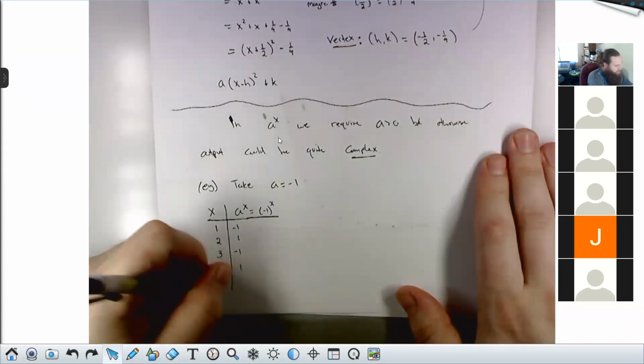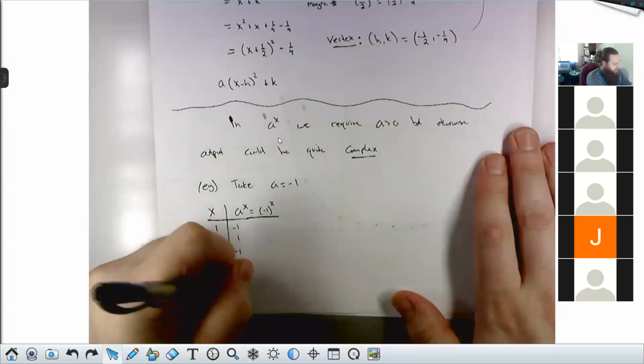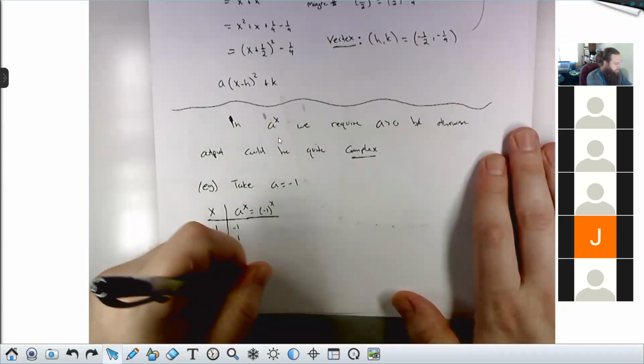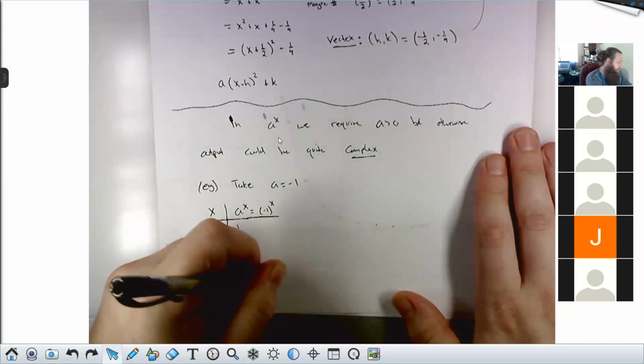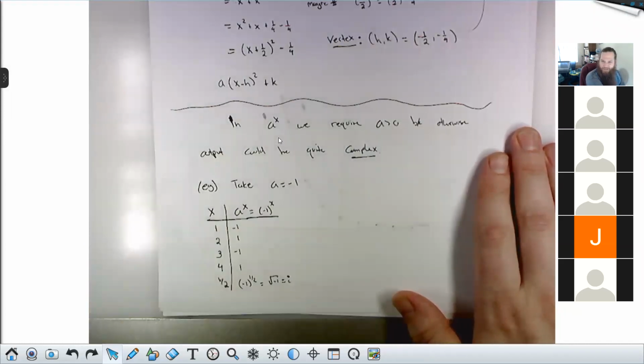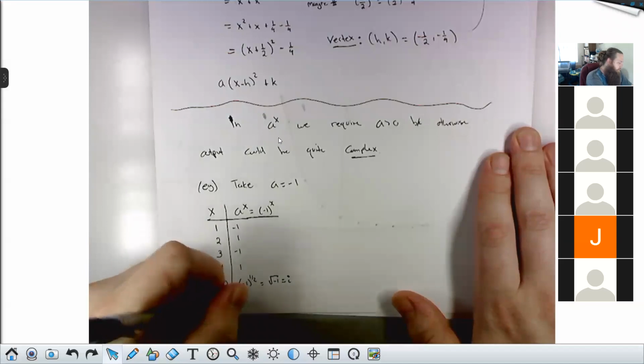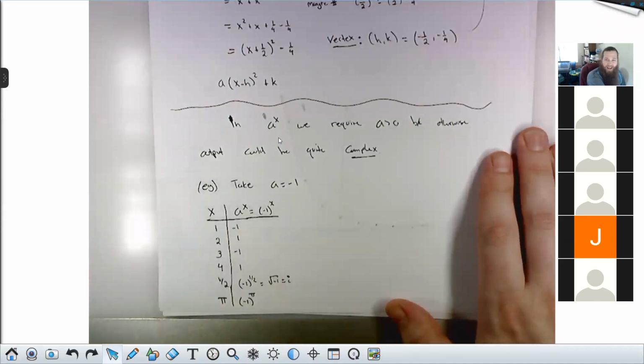If I put in something like 1/2, -1 raised to the 1/2 power, well, that's the square root of -1. That's i. That's not even a real number. And if you really want to bake your noodle a little bit, try to think of what is -1 to the pi?